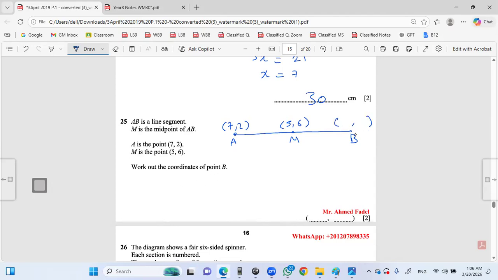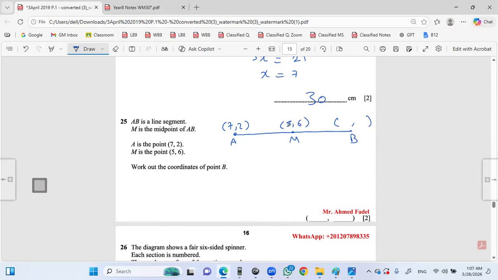We don't know B. Well, to find the midpoint, we add x1 plus x2, and then we divide by 2 to find the midpoint. And then I say y1, which is the 2, plus y2, and then I divide by 2 to find the y coordinate of the midpoint. Yes, exactly. Add them and then divide by 2 to find the midpoint. But here I already have the midpoint. So what am I supposed to do to find one of the two endings?